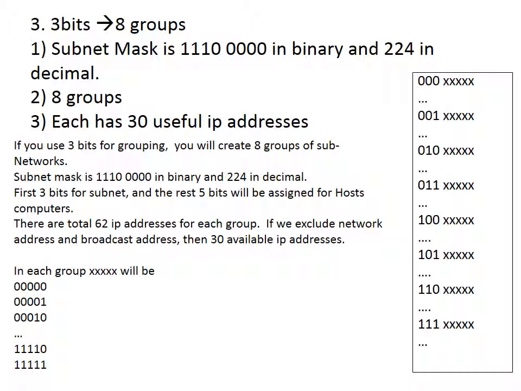If you use 3 bits for grouping, you will create 8 groups of subnetworks. Subnet mask is 11100000 in binary and 224 in decimal. The first 3 bits are for subnet, and the remaining 5 bits will be assigned for hosts' computers. There are a total of 32 IP addresses for each group. If we exclude the network address and broadcast address, then there are 30 available IP addresses.